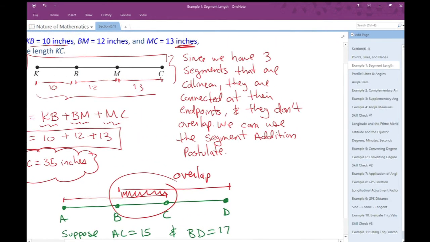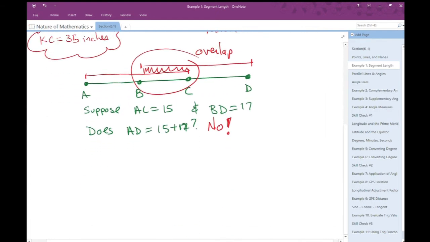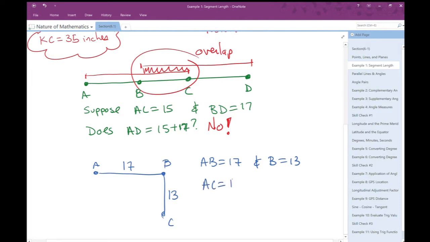So that's what we meant up here. Collinear means that they're in a straight path. So let's look at an example where collinear is the rule that is broken. Since AB is equal to 17 and BC is equal to 13, does that mean that AC is equal to 17 plus 13? Once again, you should tell me no, because they're not collinear. Collinear means they need to be in a straight path.